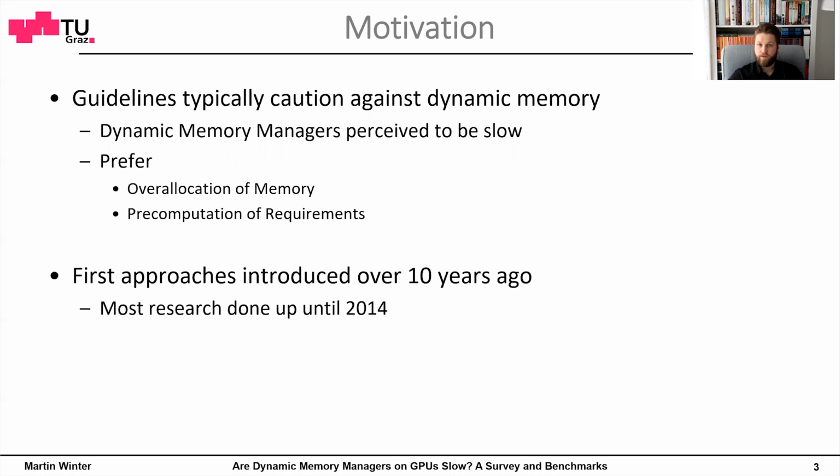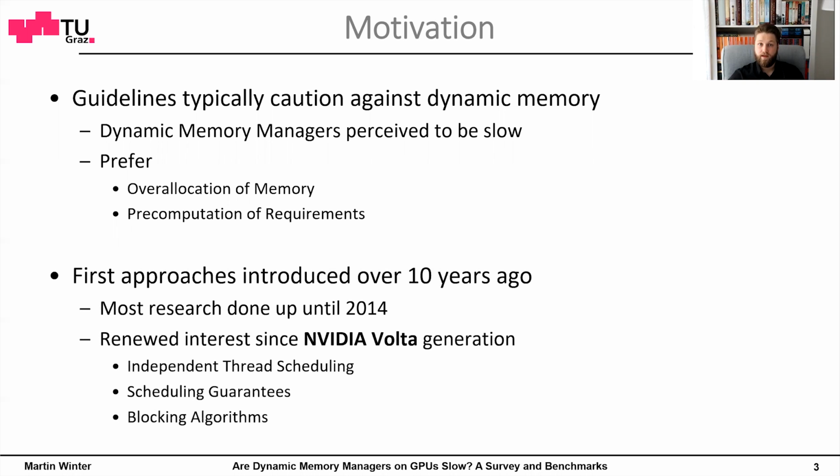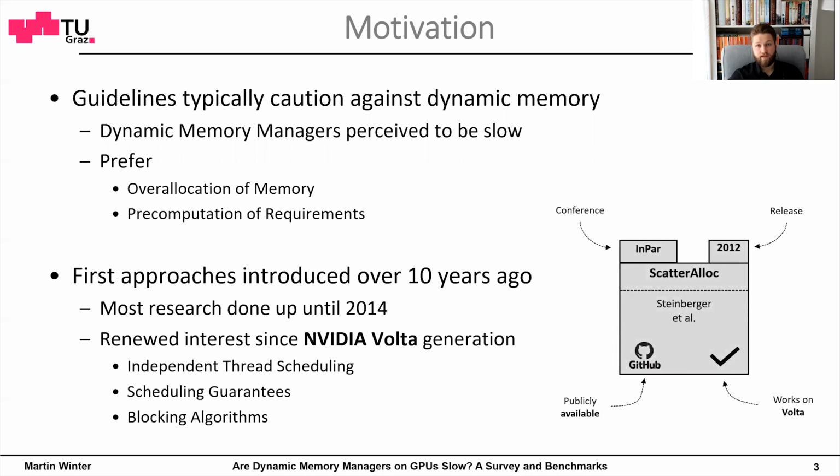The first approach was introduced now over 10 years ago, and most research was done up until 2014. The introduction of the Nvidia Volta generation renewed interest, as it brings with it independent thread scheduling as well as scheduling guarantees, allowing for blocking algorithms on GPUs. The next slide will present a condensed timeline. For each approach, I'll note the conference and year it was published at, as well as if it's publicly available and if it natively builds on the new architectures.